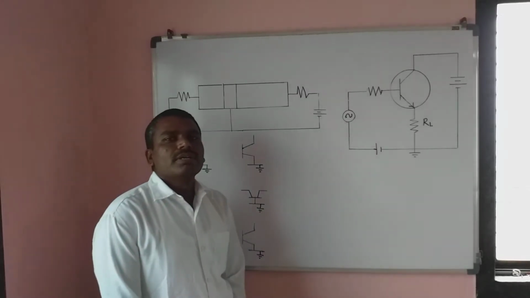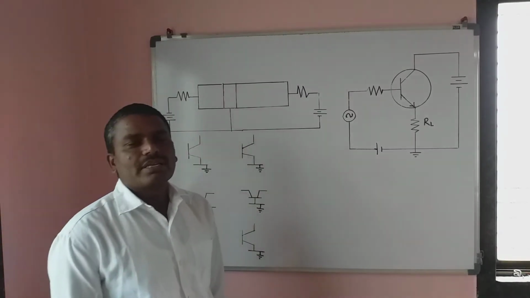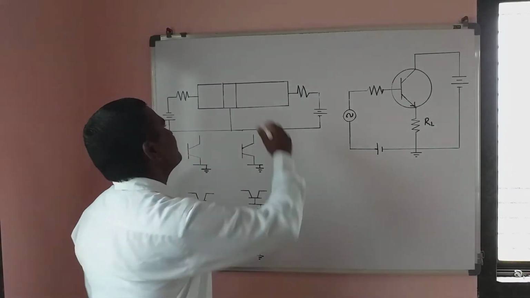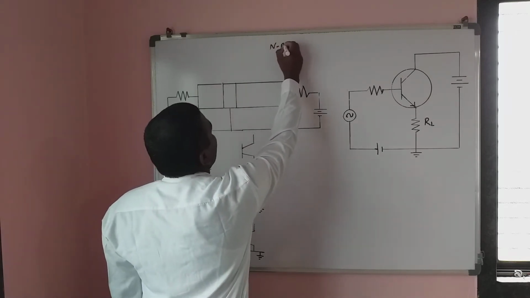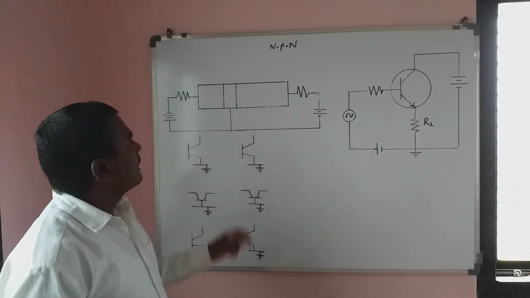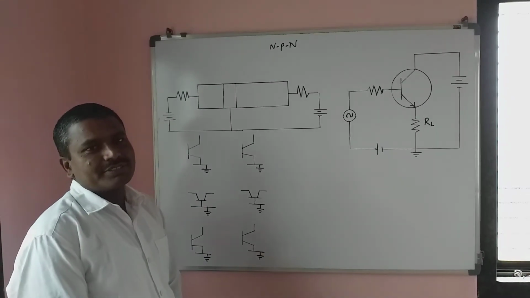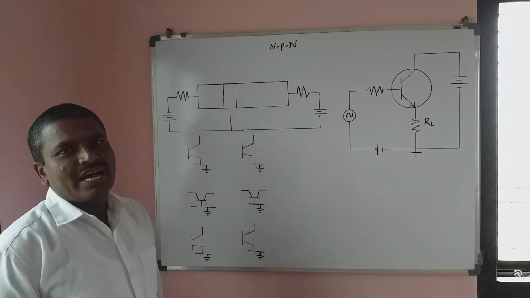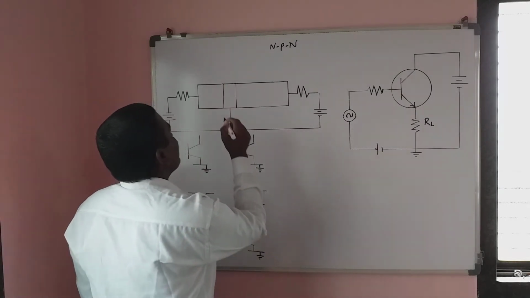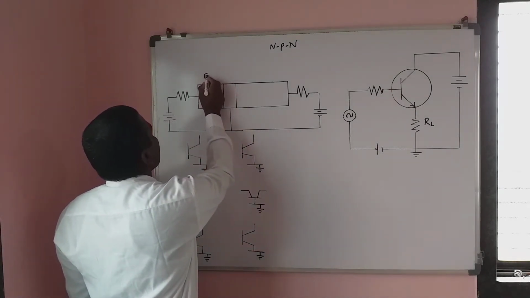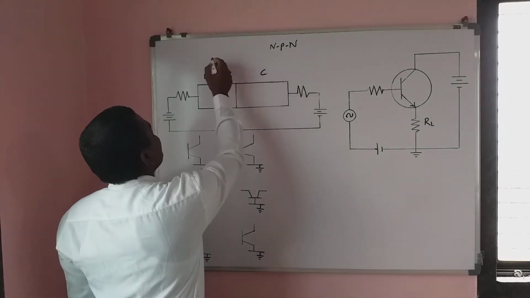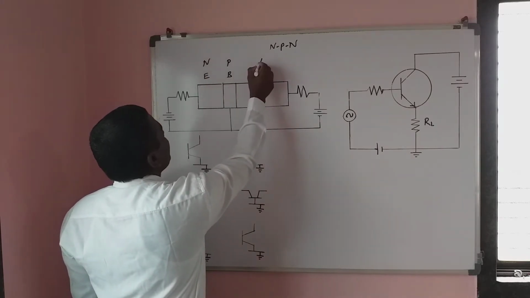Today we have learned the next point of the transistor. In that, today we can see the working of NPN transistors. Here, if we can see the NPN transistor, the majority carriers are electrons. We know that there are three doped regions. Suppose this is the emitter, this one is the base, and this one is the collector, and this is the NPN transistor.